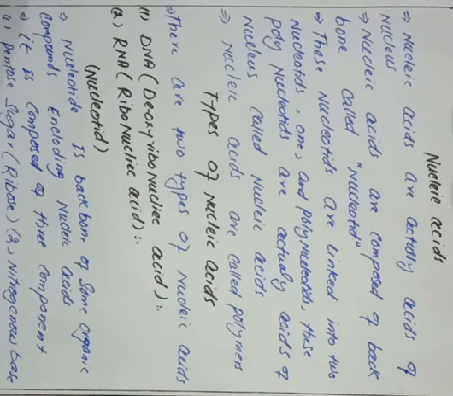Nucleic acids are called polymers. Why are nucleic acids called polymers? Because they are composed of polynucleotides. That is why we call nucleic acids polymers. Next we discuss the types of nucleic acids. There are two types of nucleic acids.